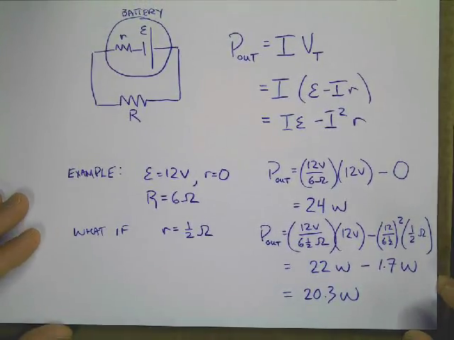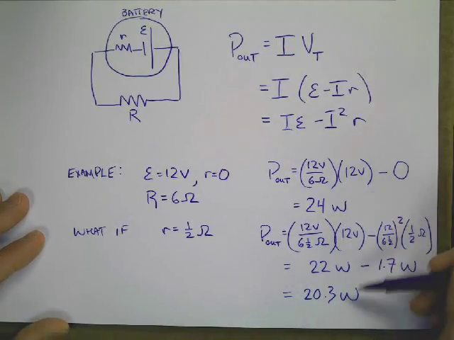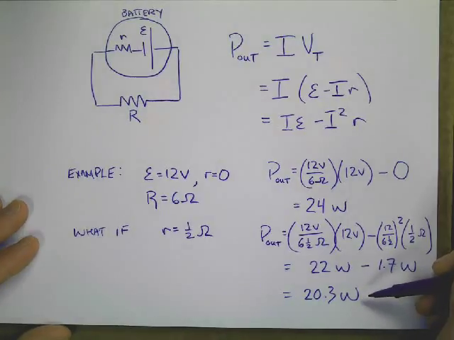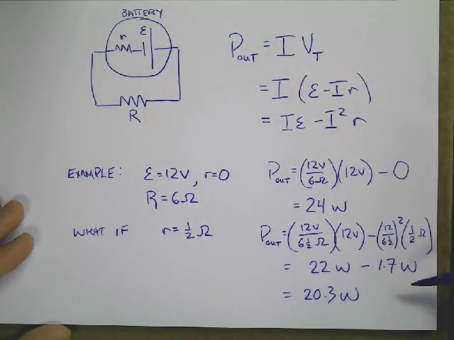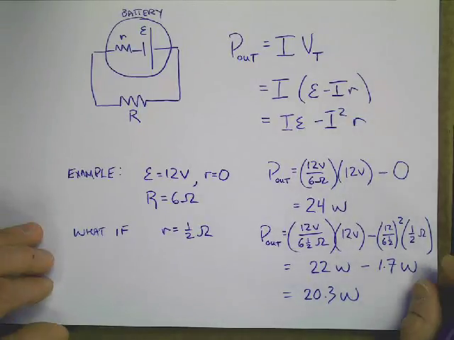So the overall effect of having internal resistance, even of just 1/2 of an ohm, really reduces my power from 24 watts down to about 20 watts. And so that's the effect that this can have if you have a battery with an internal resistance.